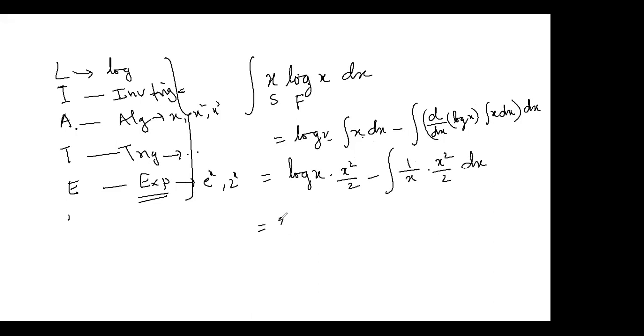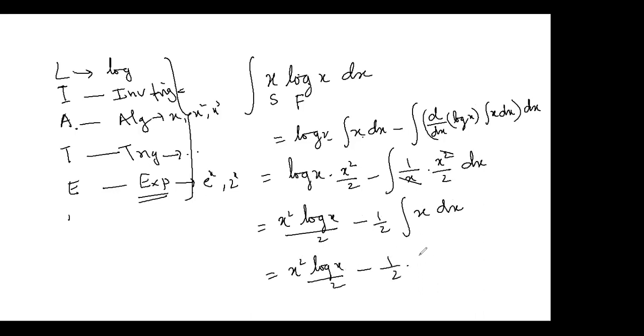So I can write this as x squared log x divided by 2 minus 1 by 2 into, 1 by x will get cancelled, so it became x dx. So it became x square log x by 2 minus 1 by 2 into x square by 2 plus c. So my final answer is, x square by 2 I can take common. So I can write log x minus half plus c. This becomes my answer.